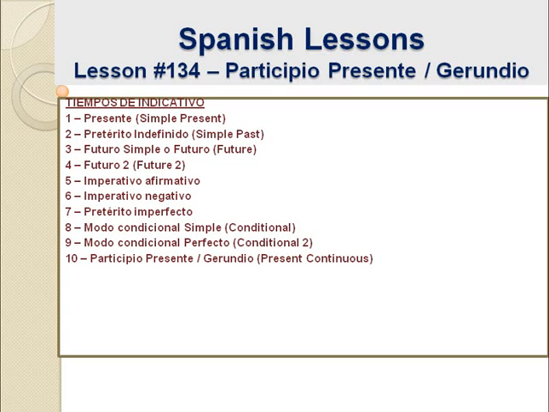Hi there. This is our lesson 134, and in this lesson I will show you how to conjugate the present continuous in Spanish. Present continuous in Spanish is called Participio Presente or Gerundio, right? Actually, the word Gerundio means the conjugation of the verb with the ending. As you can see, the ending in English is ing, right? For example, going, eating, right?